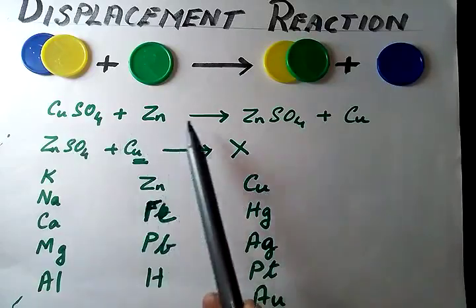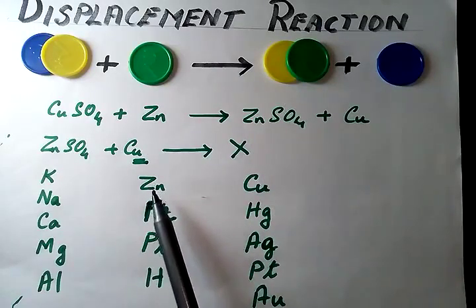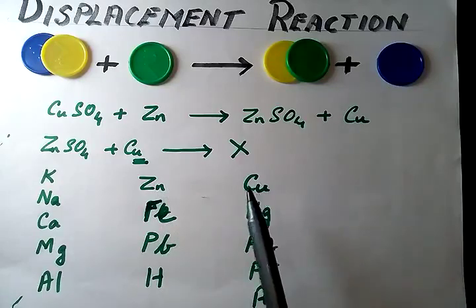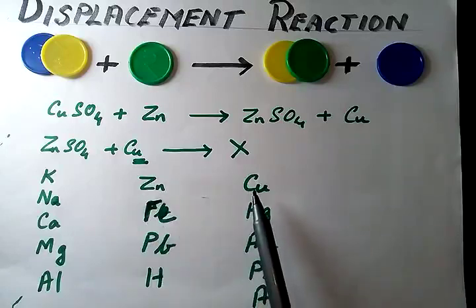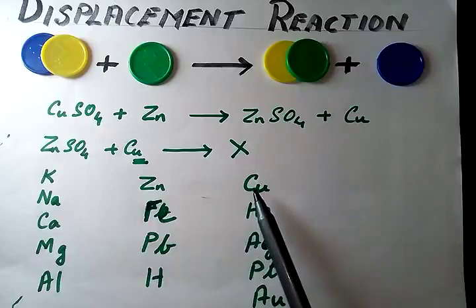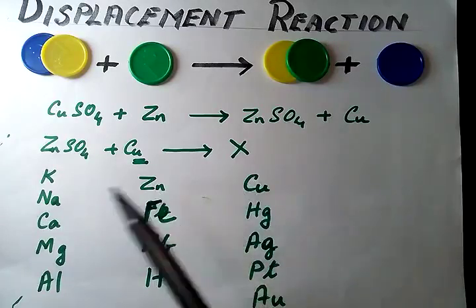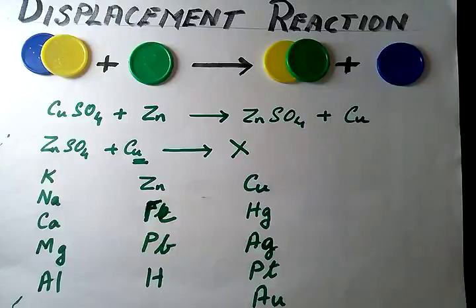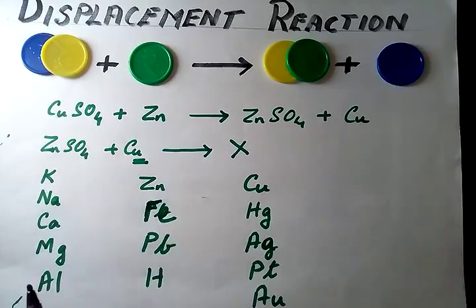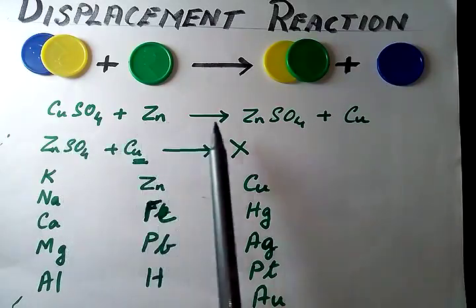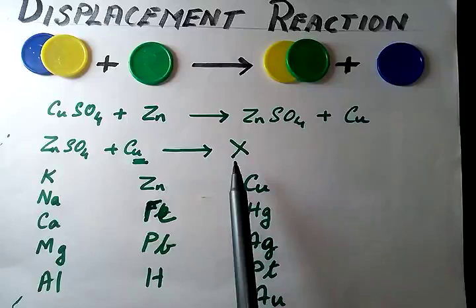When you look at this example, zinc is placed much above copper. So zinc is more active and can remove copper, but copper is less reactive because it is placed very far away, and cannot displace zinc. So a displacement reaction depends on the difference between the highly active and the less active element. That's the reason why the first reaction can take place whereas the second reaction cannot take place.